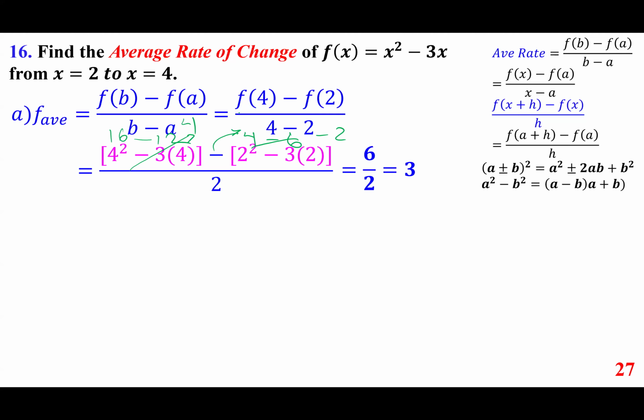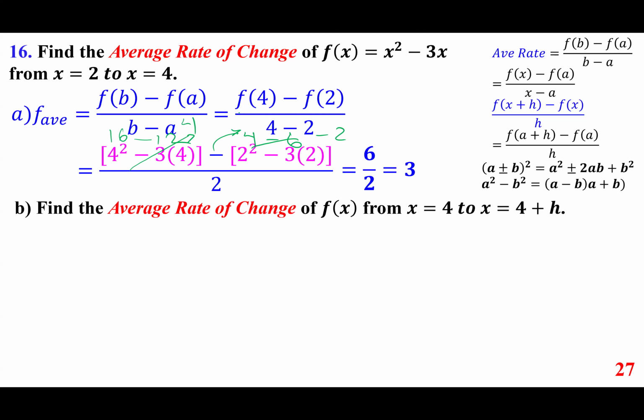Now, we're going to do the same thing, but this time from x equals 4 to x equals 4 plus h. So we're going to find the average rate from x equals 4 to x equals 4 plus h. So let's plug in 4 plus h. And for 4, if you want, you can even use the fact that f of 4 was calculated here, which was 4. But in any event, so 4 plus h squared minus 3 times 4 plus h.